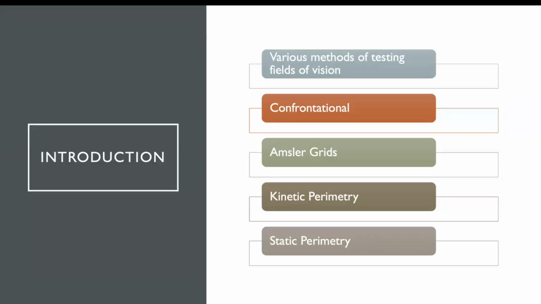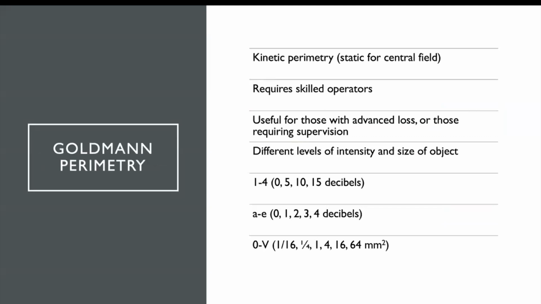Your typical Humphrey perimetry is an example of static, whereas kinetic perimetry is more things along the lines of, for example, Goldmann perimetry. So starting off with Goldmann perimetry, it's kinetic. It tends to be more static for the central few degrees of the vision, but generally as a test, it's kinetic perimetry. The way it works is you have an operator that moves a light, and the patient is asked to say when they can start to see the light within the field.